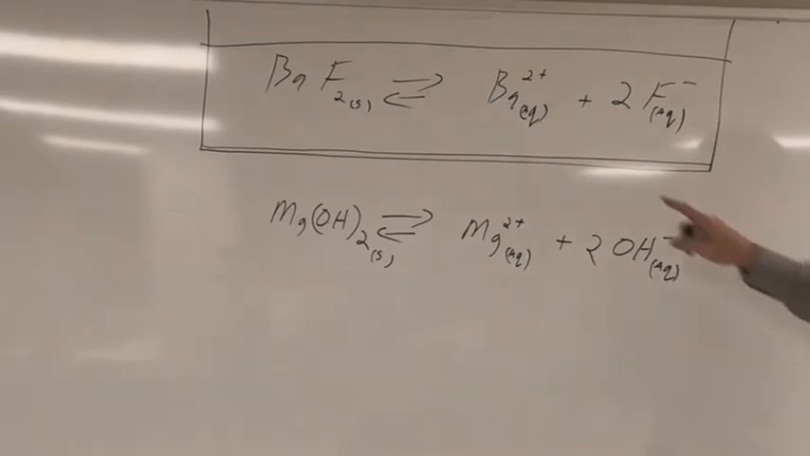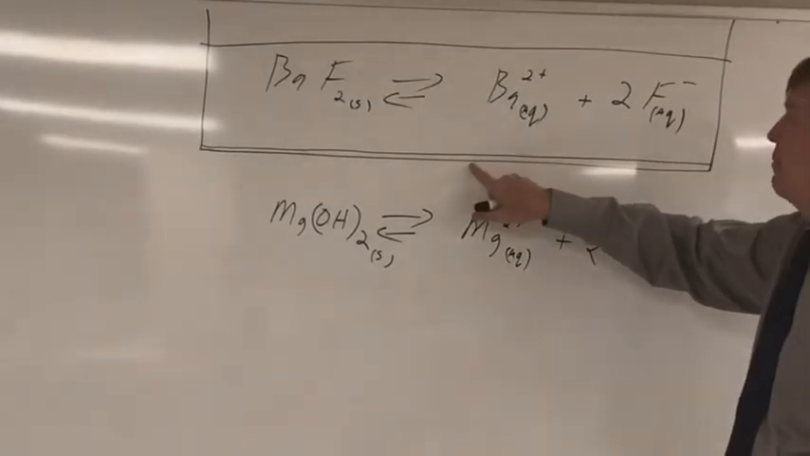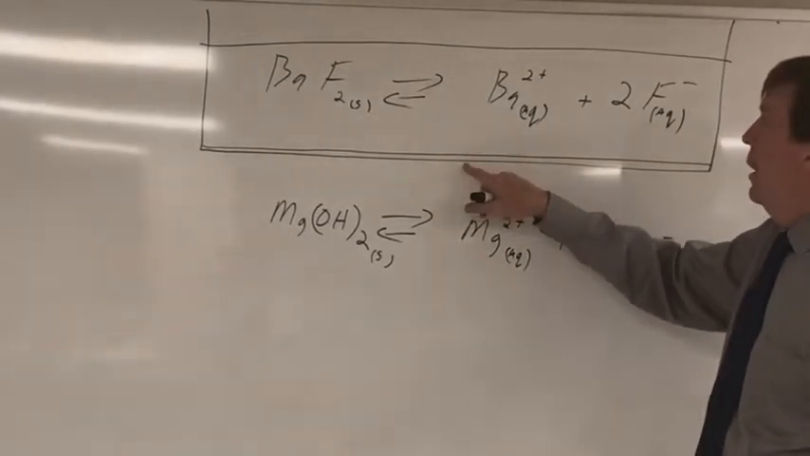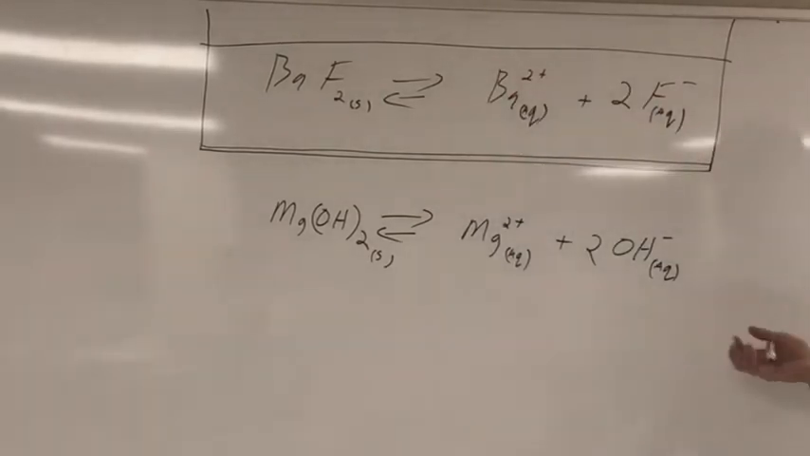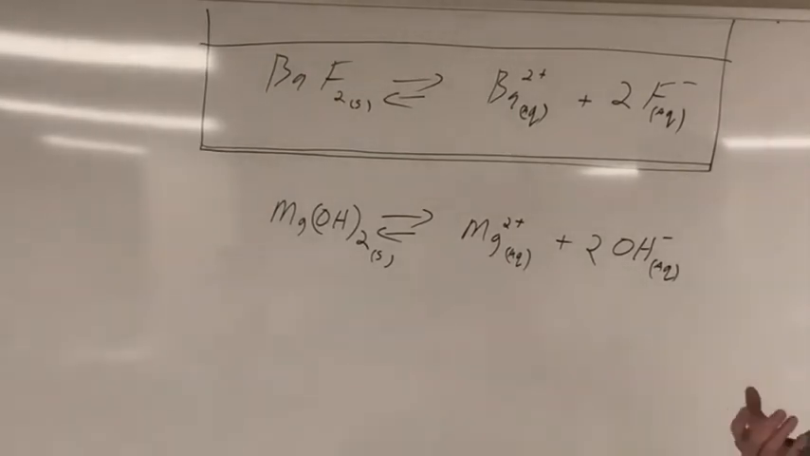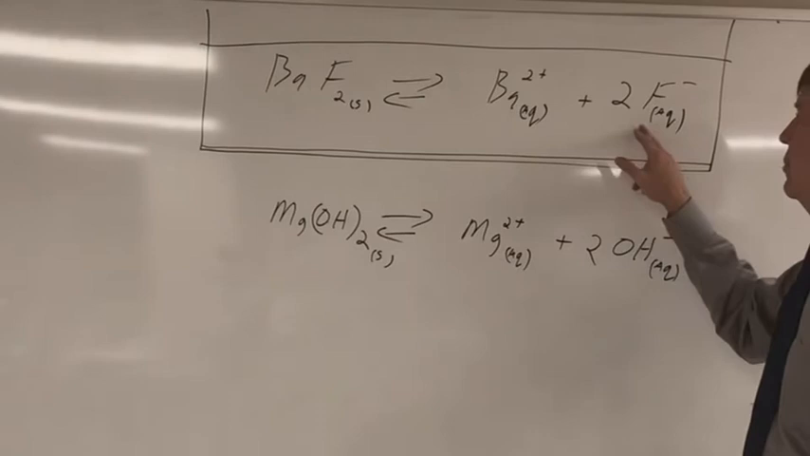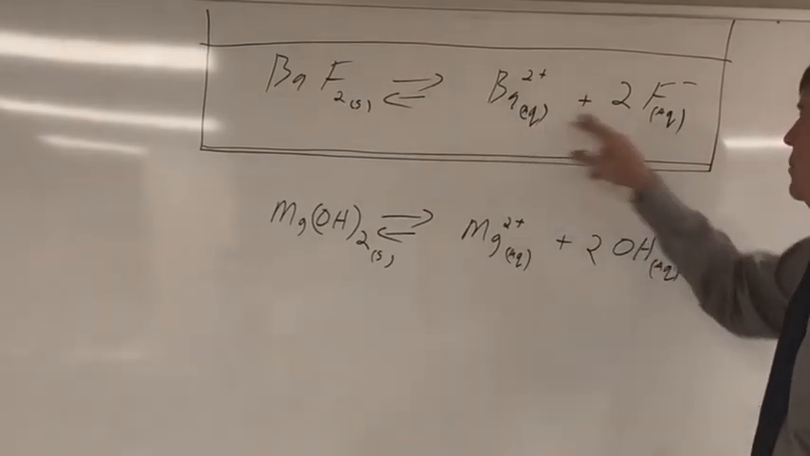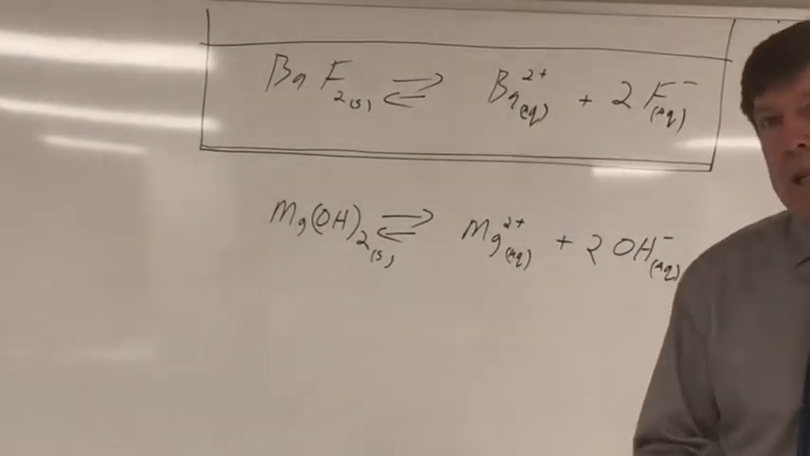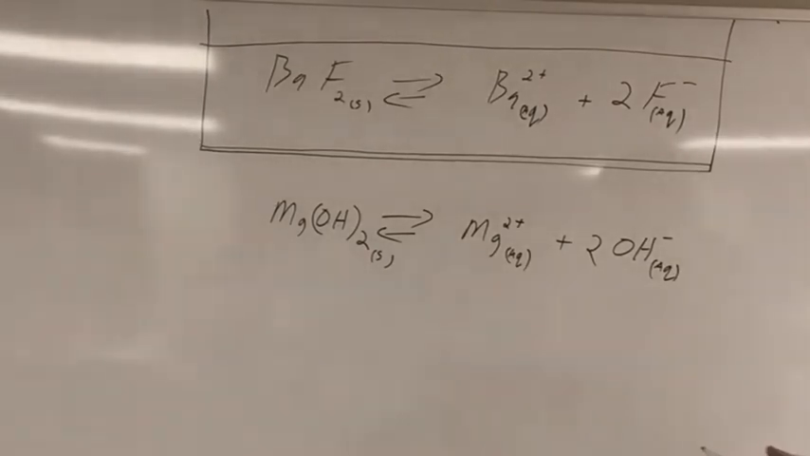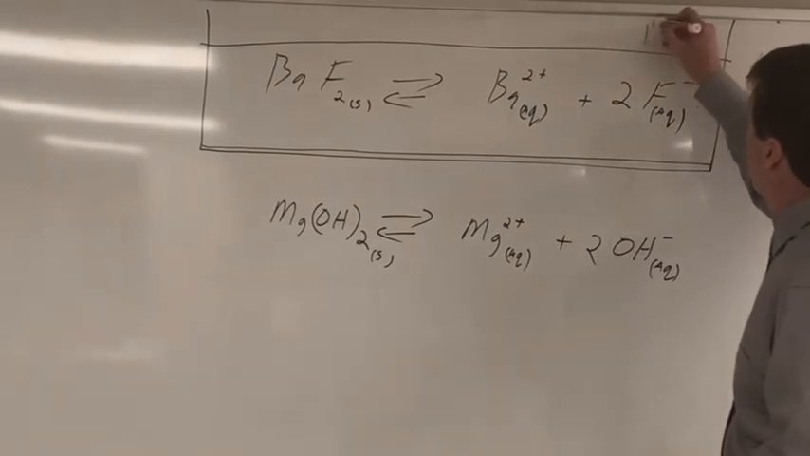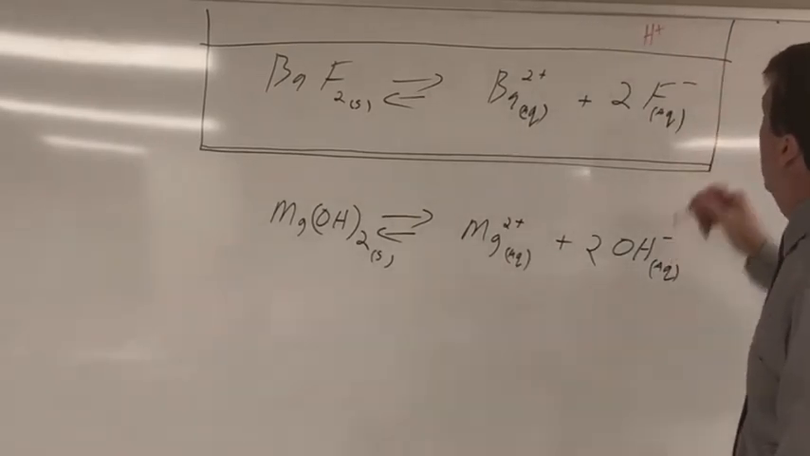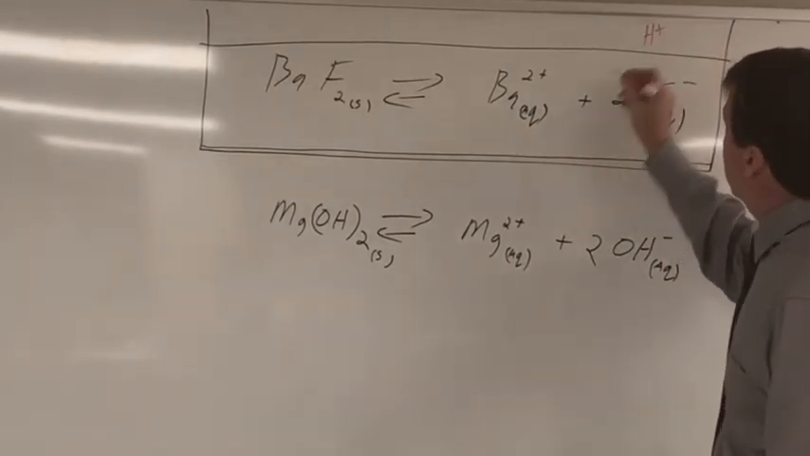All right, so here's my solid barium fluoride down here at the bottom. We have partial ionization going on here. What's the effect of adding an acid? Well, what we're asking here is, do any of these ionization species react with the acid? So we add H positive here, so we'll do H positive in red here.